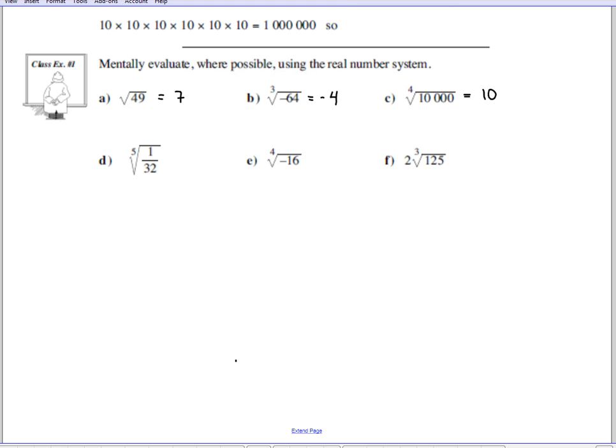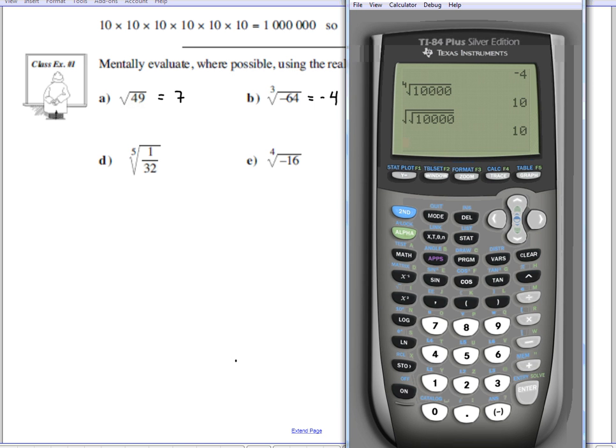5th root of 1 over 32. So let's try that one together. Did you push math 5? Did you push 4 first? Yes. Yours, well, yeah, that's right. Looks like you forgot to. That would be confusing. So for the 5th root, I'd have to push 5, then math, number 5, 1 divided by 32.